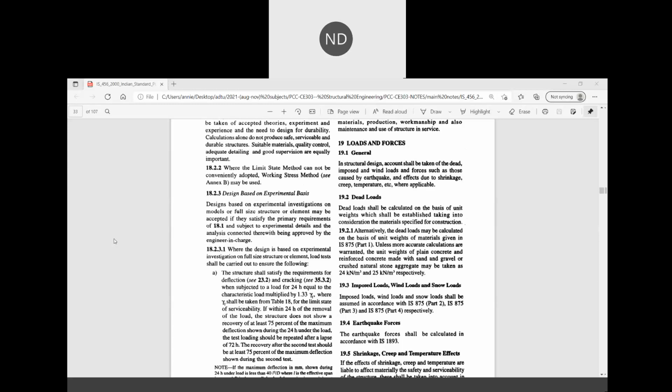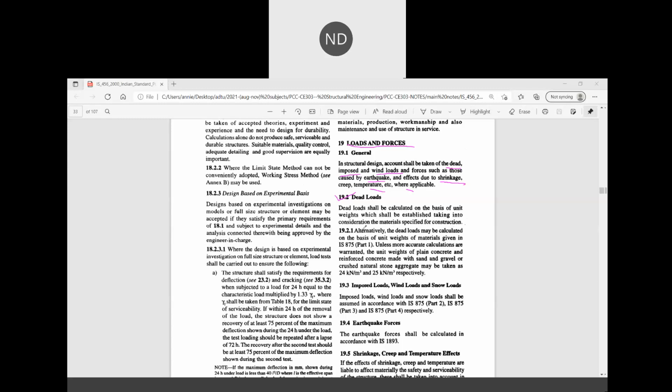So like this loads and forces clause, we are using it to find out how to take imposed loads, dead loads, wind loads, earthquake loads, and what the effects of these loads are on shrinkage, creep, temperature, etc. For dead load, what is mentioned? Dead load shall be calculated on the basis of unit weight, which shall be established taking into consideration the materials specified for construction. Understood this?